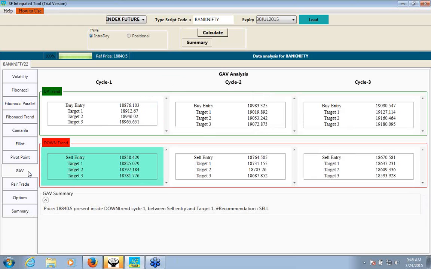You may follow GAV, you may follow pivot, you may follow Elliot. But at that time, you should not say that yes, I have followed the GAV, but it has touched Elliot levels. Maybe, based on the volatility condition, it may touch. But any one study you follow for your trade entry, profit booking, and your stop losses. Any one study you follow. But on a gross basis, it is very important to know a clear trend.